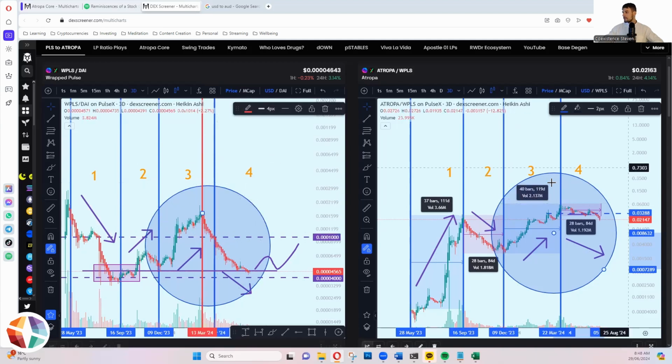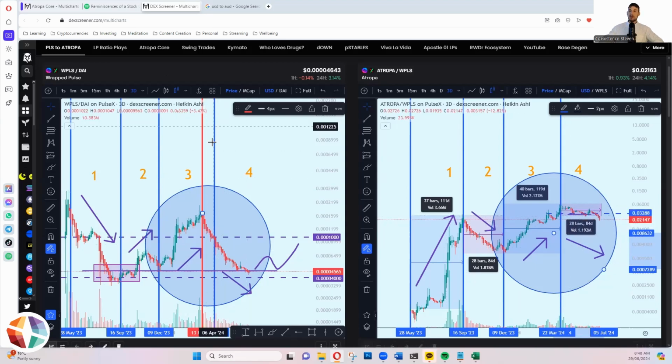Now, I'm drawing these lines from the Atropa ecosystem, from where the bottoms and the tops were, not within Pulsechain. So Pulsechain actually leads the market in a way. So here's the 13th of March, and then eventually a few days later, we start to see the reversal within Atropa.